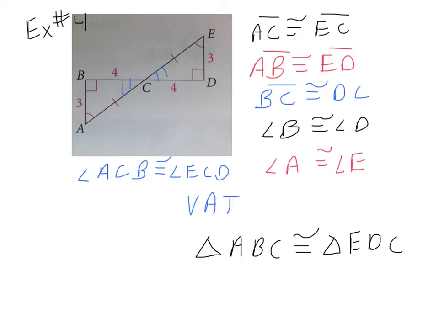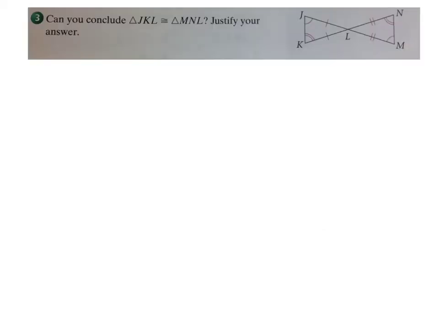Hopefully you see that since all 6 pair of corresponding parts are congruent, the triangles have to be congruent. All 3 pair of sides are congruent, all 3 pair of angles are congruent. And notice how I matched up all the corresponding vertices every time I have a congruent statement. Now let's try quick check number 3.